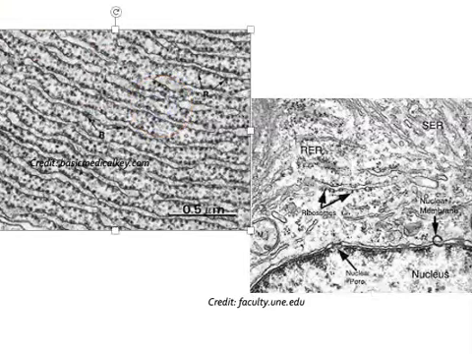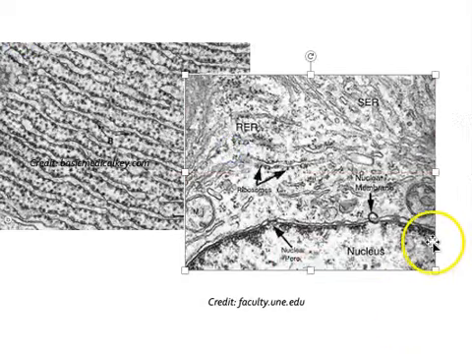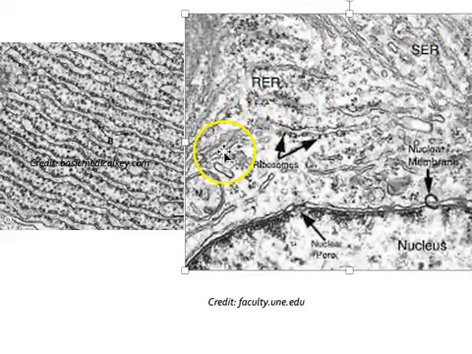Now compare that to the image on the right. In this image, you can see a portion of the nucleus right here. And then you can see rough ER here and smooth ER here. Now I know this image isn't as clear as the other one. I know that you can't see the sacs of the RER very well here, but I think you can see that it's covered in these little black dots. That's rough endoplasmic reticulum.